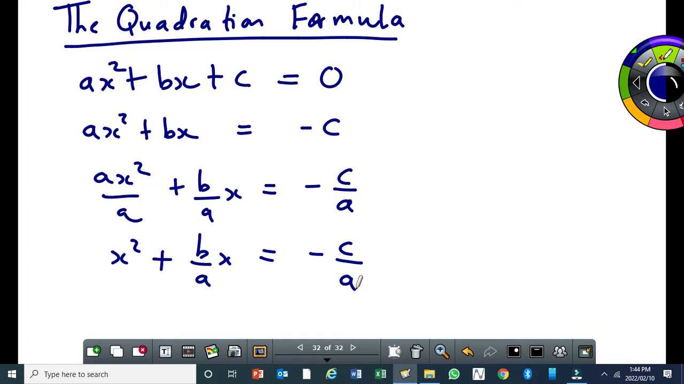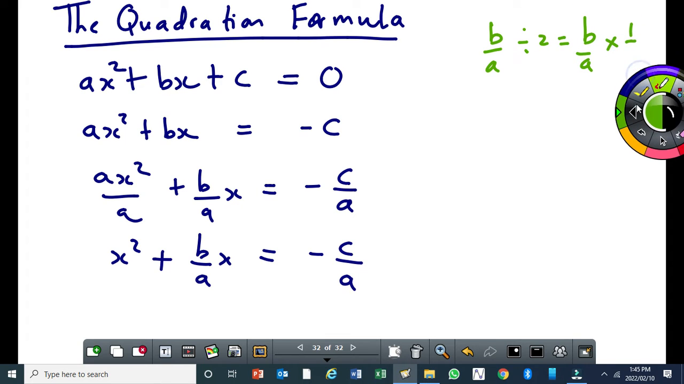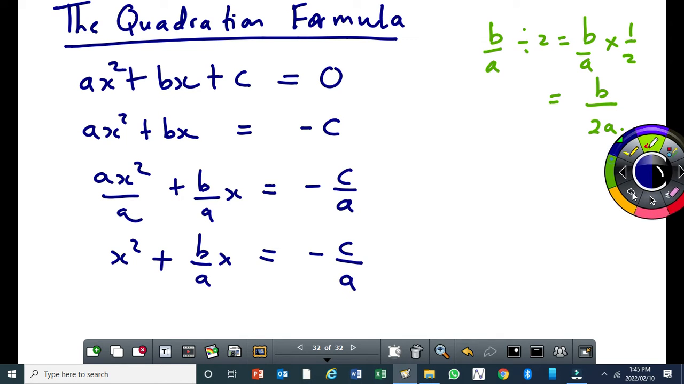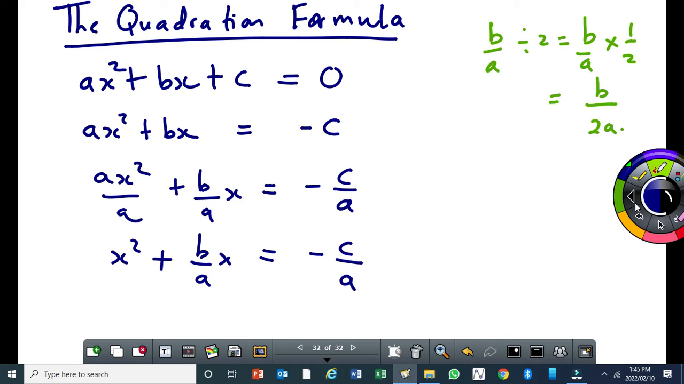To create that perfect square trinomial, we divide the coefficient of x. So, if you divide b over a by 2, this is the same as b over a times 1 over 2. So you end up getting b over 2a. Okay? Later on, you are going to be a very good friend of that b over 2a. He or she is going to be a very good friend of yours. Okay?